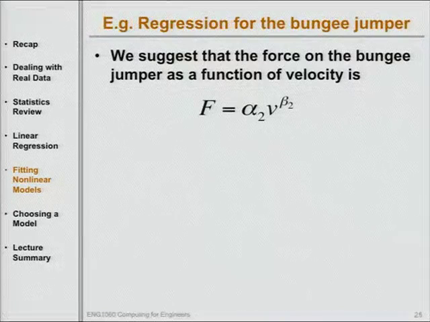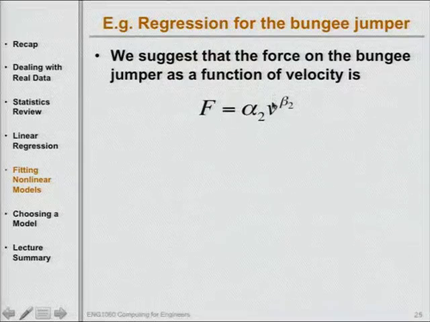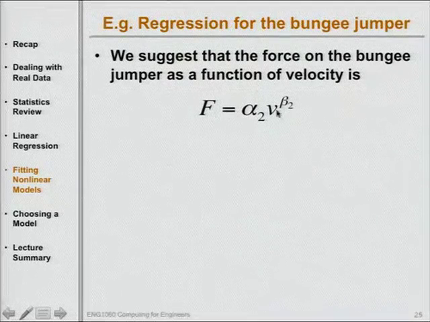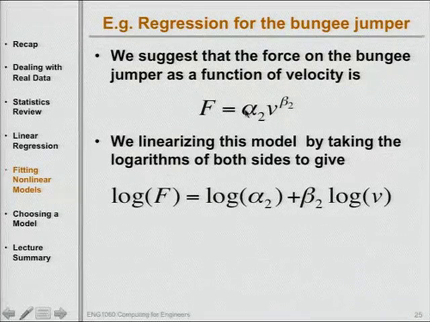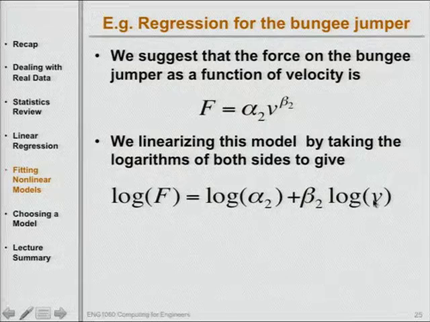So let's go quickly look back at our regression for the bungee jumper. We thought before that the force was going to be equal to the velocity squared. Well, let's not make that restrictive assumption. Let's assume that the force is proportional to the velocity to some power, and we'll call that power beta 2. So we're going to linearise this so we can do a linear regression by taking the log of both sides. So we end up with log f equals log alpha 2 plus beta 2 log velocity.